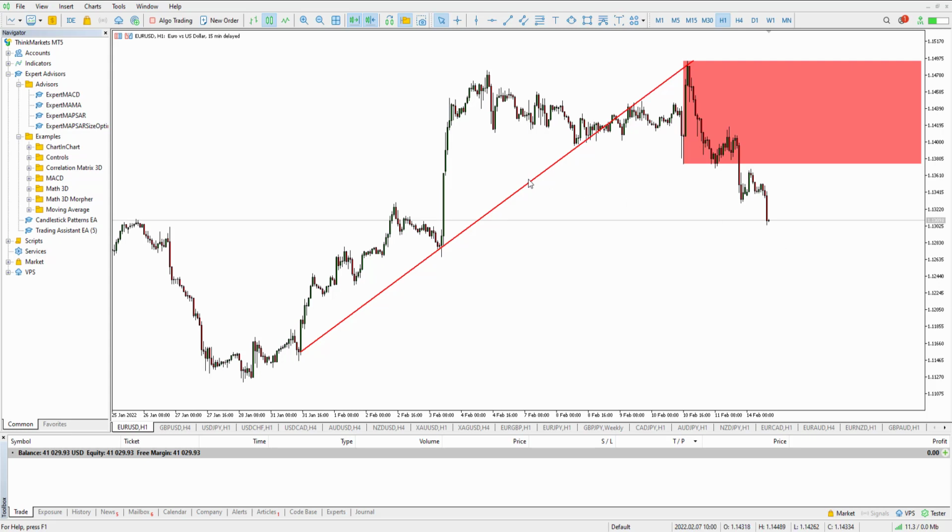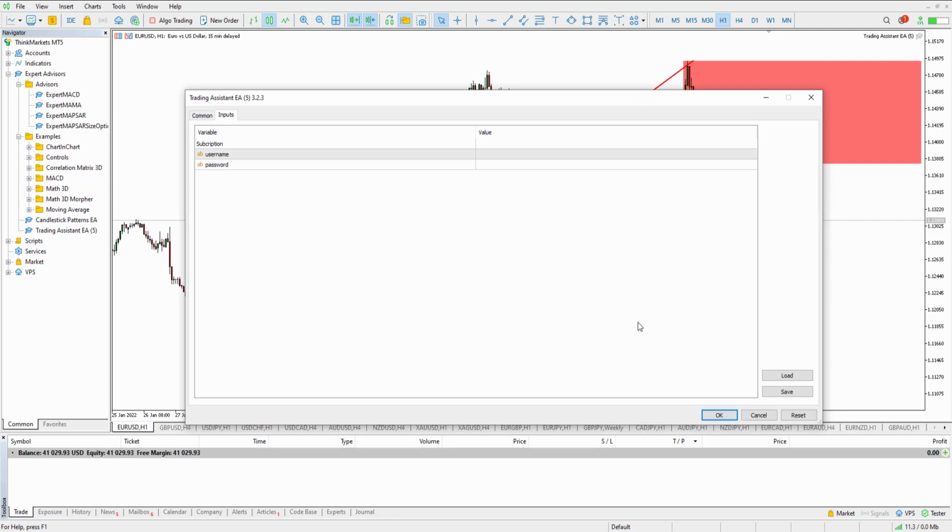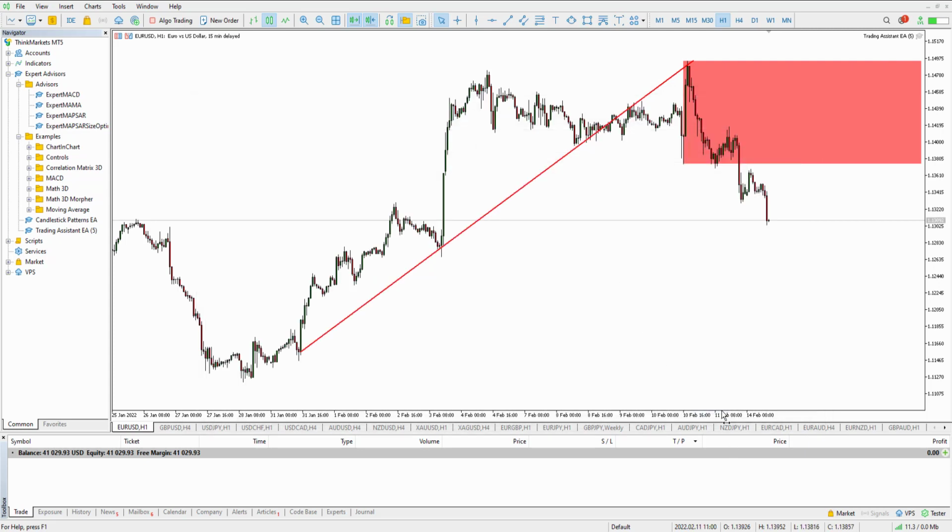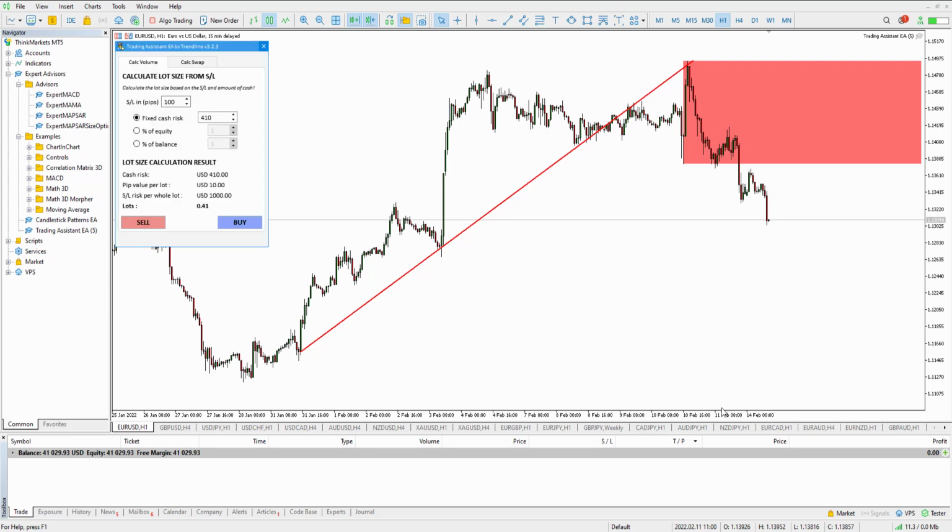Now, to make this much easier, I'm going to load the trading assistant on the chart, and this is an expert advisor that we've developed ourselves, and what it does is it calculates all that for you very quickly, and most importantly it does it correctly. Okay, so as you can see, it shows you how much you're going to be risking of your account depending on the trade parameters, shows you what the pip value is, it also calculates the swap for you, and it's got many different options.